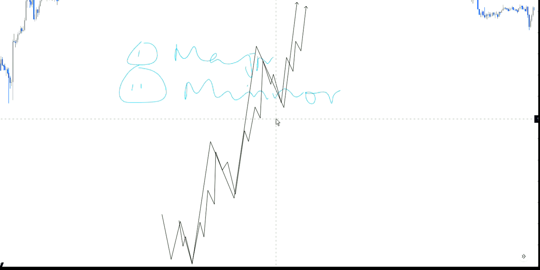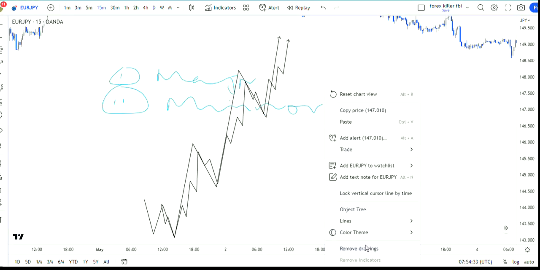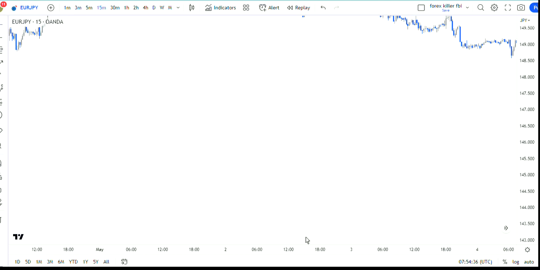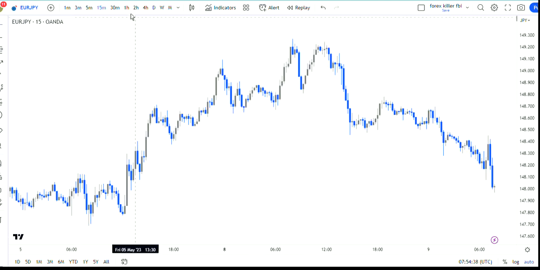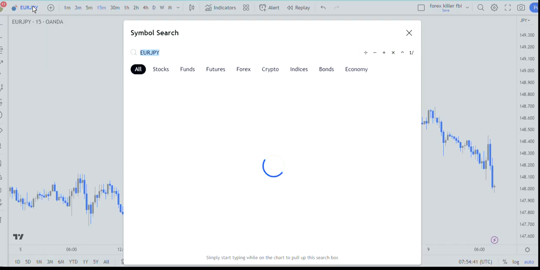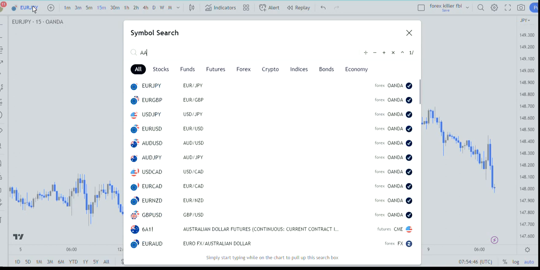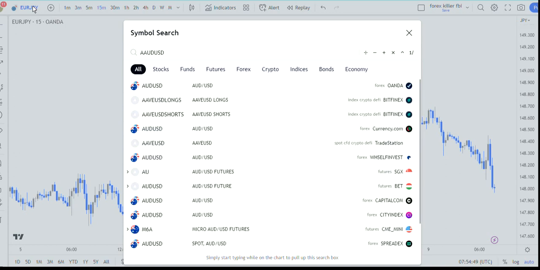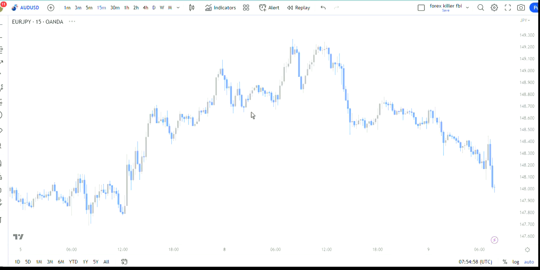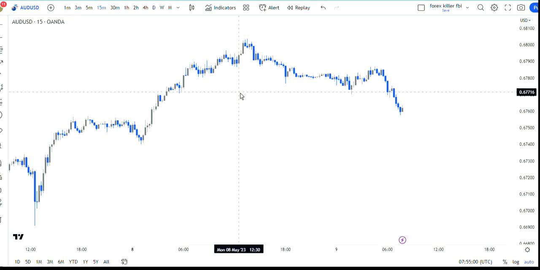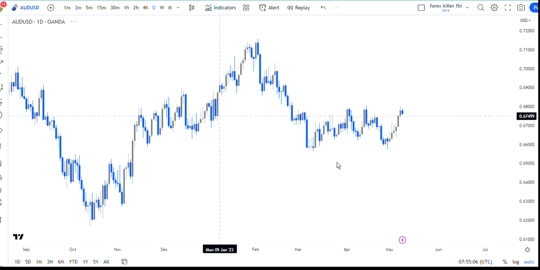So let us maybe look at another chart. Let us look at AUD, the Australian dollar versus the US dollar. Maybe let us look at this one. Okay, let us look at it on the daily timeframe.